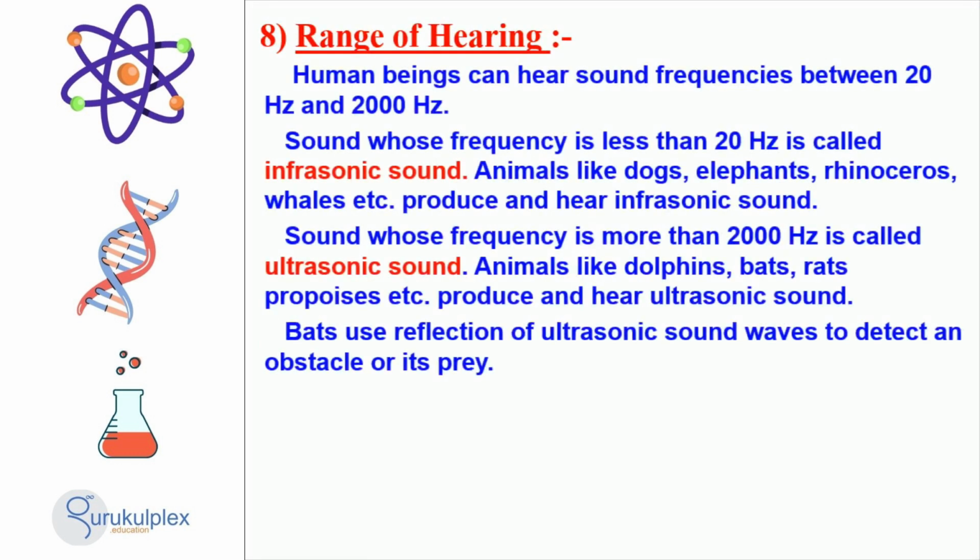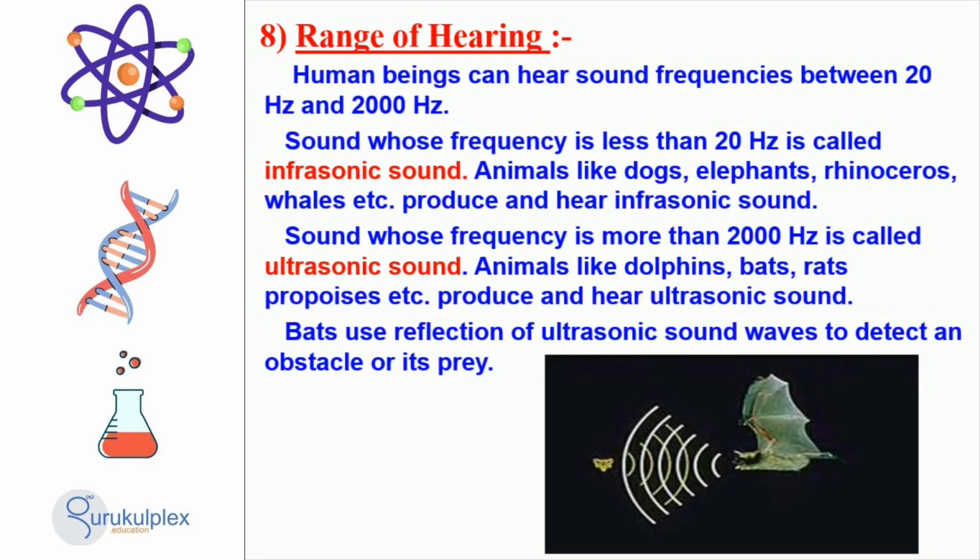Humans possess the unique ability to detect and produce sound, making it an integral part of life. The range of sound frequencies that humans are able to detect is referred to as sonic hearing, and ranges from 20 Hz to 2000 Hz. Below 20 Hz, sound is classified as infrasonic, and animals such as dogs, elephants, and rhinoceroses are able to both produce and hear this frequency. Above 2000 Hz, sound is classified as ultrasonic, and animals like dolphins, bats, and porpoises can both create and detect it.